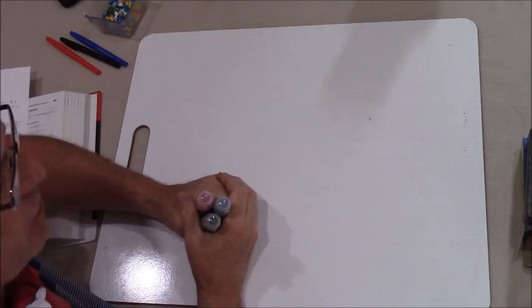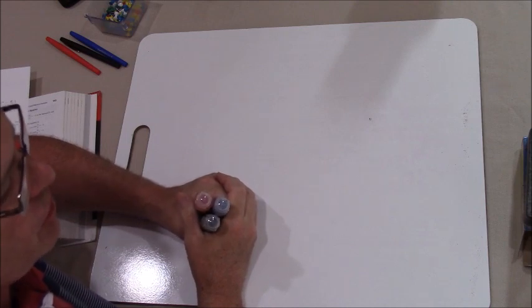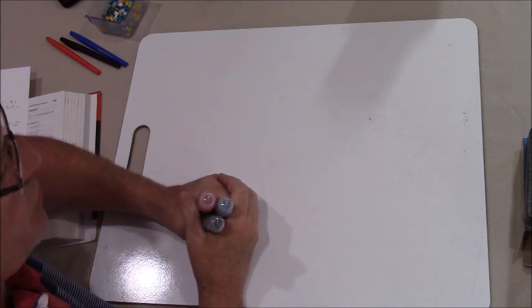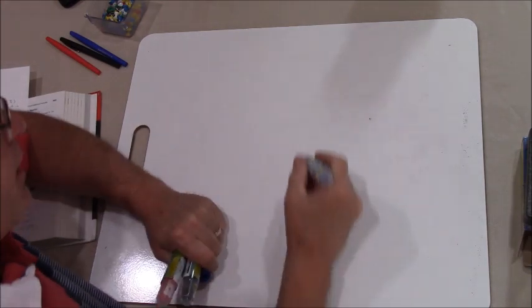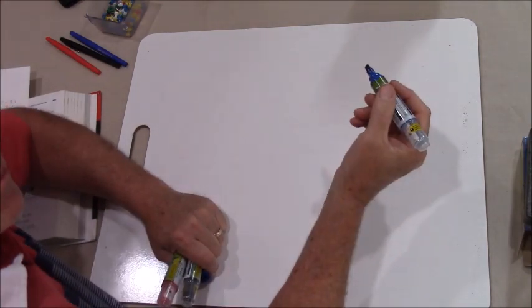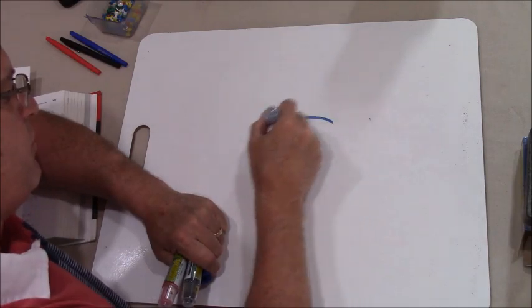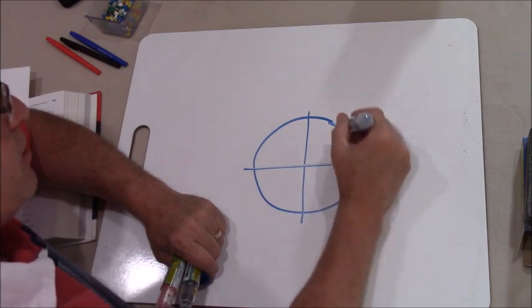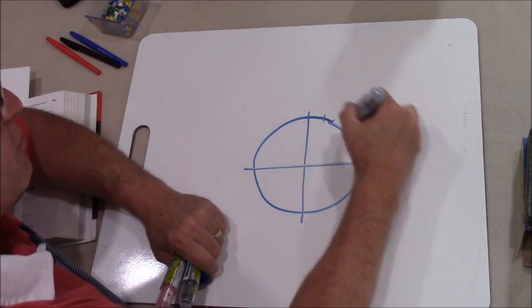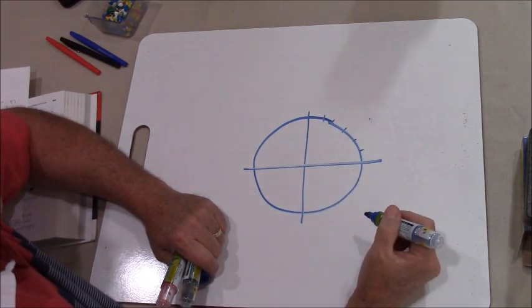So let's see, we spent a couple days solving trig equations, and so now it's time to move on to something else. And I don't know if you guys remember this, but I told you this back when school was still in session. In our unit circle, we have 5 tick marks in each quadrant.